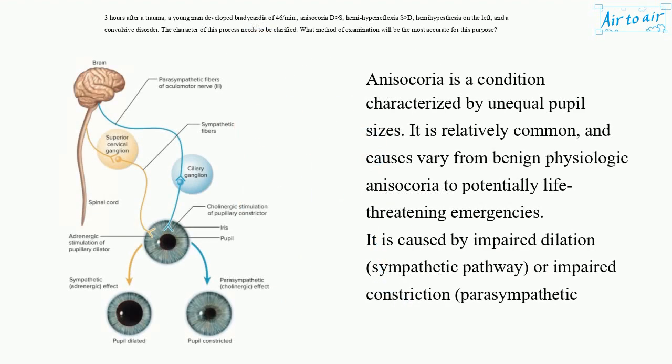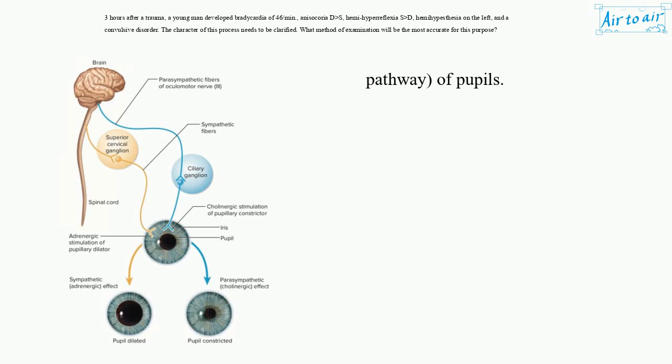Anisocoria is a condition characterized by unequal pupil sizes. It is relatively common, and causes vary from benign physiologic anisocoria to potentially life-threatening emergencies. It is caused by impaired dilation, sympathetic pathway, or impaired constriction, parasympathetic pathway, of pupils.